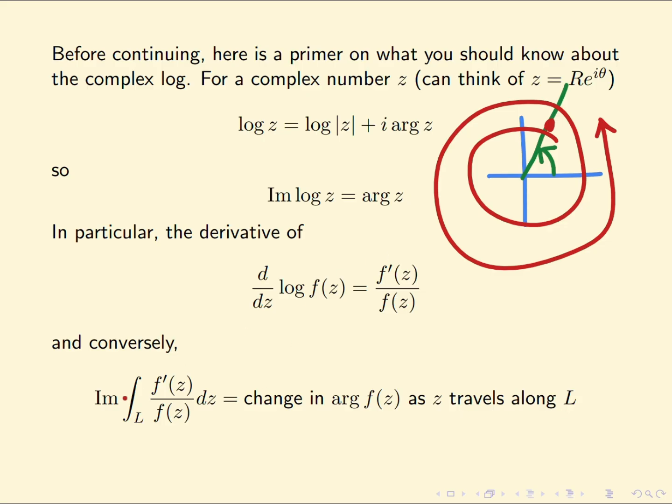So remember, the integral itself is just the antiderivative. The antiderivative of this is just log of f of z. But I just said the imaginary part of log is the argument, arg of z. So the imaginary part of this is arg of f of z. And we want to track how many times arg of f of z, so how many times f of z, is winding around the origin.